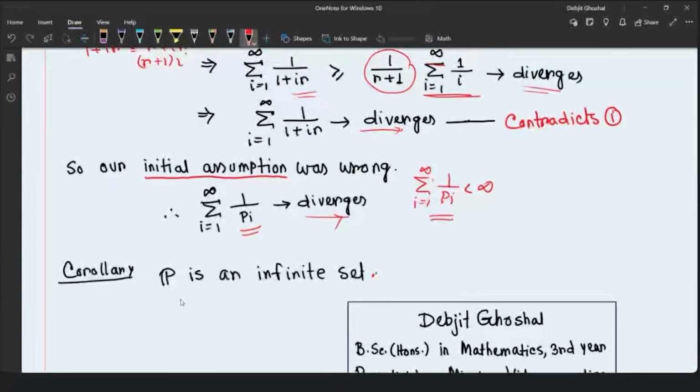Why? Because suppose there are finitely many primes, then this sum is nothing but a finite sum, 1/p1 plus 1/p2 and so on, and this would have to be convergent. But we have arrived at the fact that summation i equals 1 to infinity of 1/pi diverges. So the set P cannot be a finite set. So as a corollary, you can conclude that there are infinitely many primes.